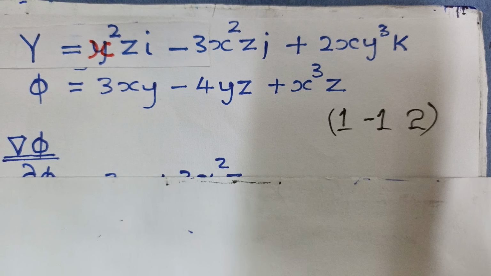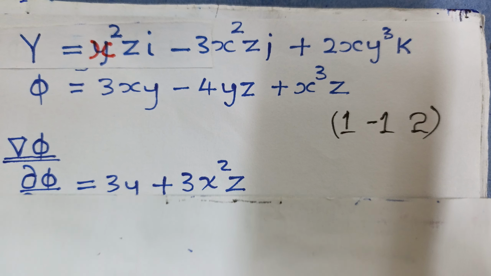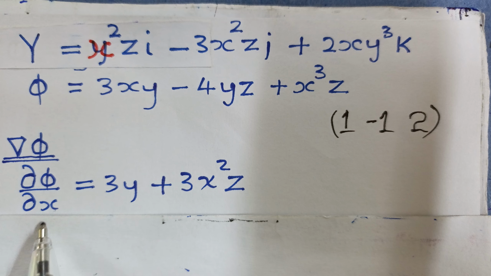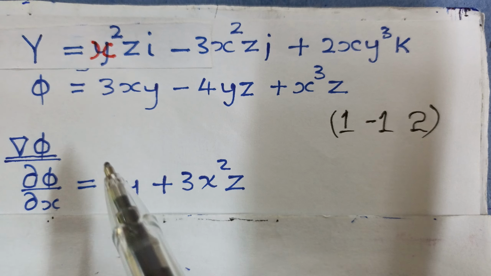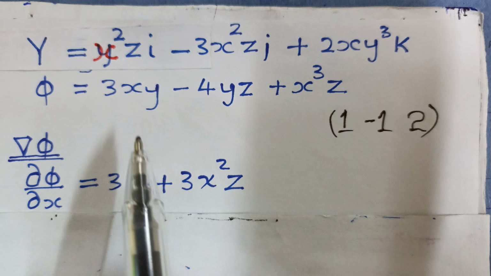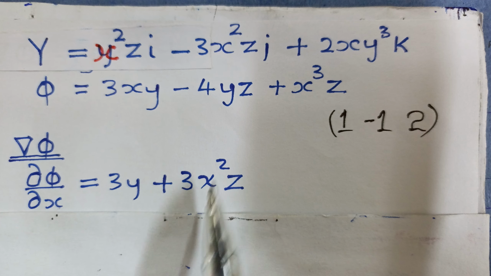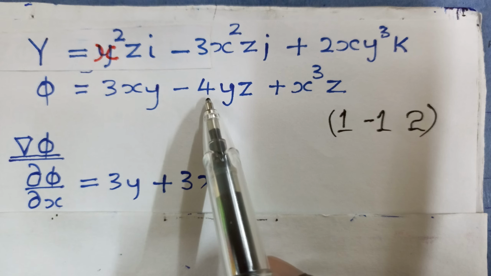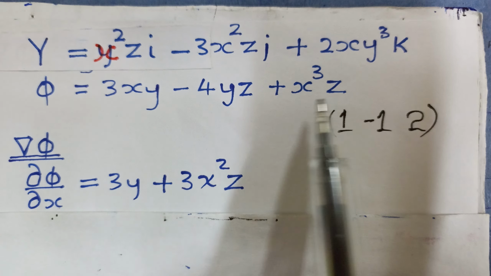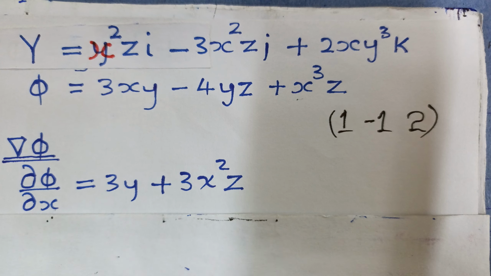So guys, this is what we are now going to replace with after we have differentiated. And here we differentiate phi with respect to x. At that moment, the y and z will now be considered as constant. So therefore, this term becomes 3y. And this other term is like a constant, so that is 0. This one becomes 3x squared z.